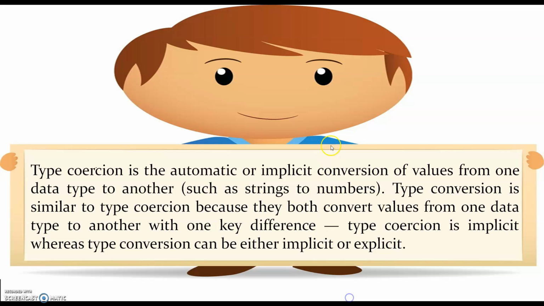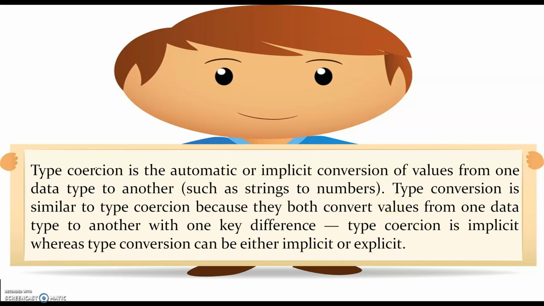Let me revise one more time. Type coercion is nothing but an automatic or implicit conversion of values from one data type to another data type, such as string to number, number to string, it could be anything. Once again, type conversion is similar to coercion because they both convert values from one data type to another data type, but the key difference is that type coercion is implicit, whereas type conversion can be either implicit or explicit. We will have a separate session on type conversion, but for the time being we are just discussing type coercion.